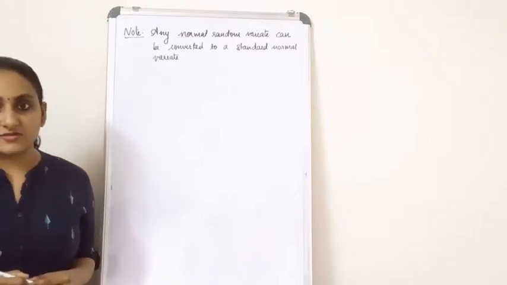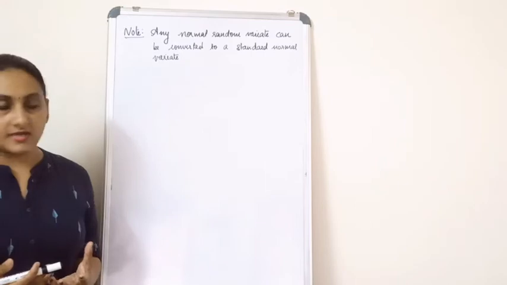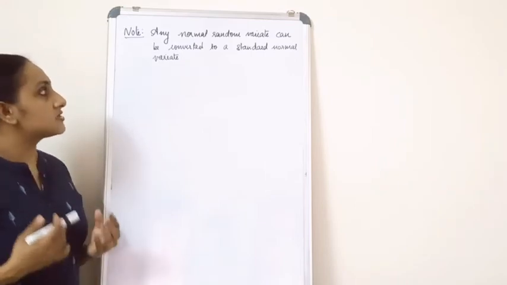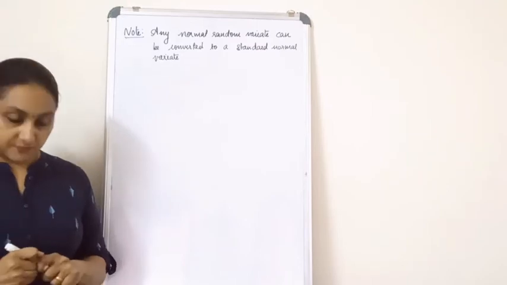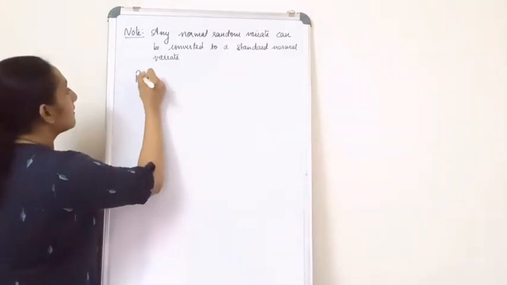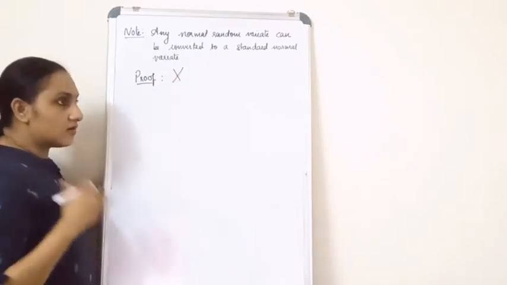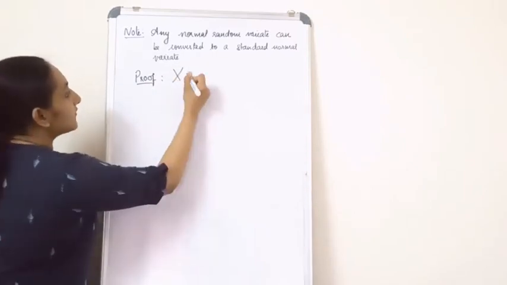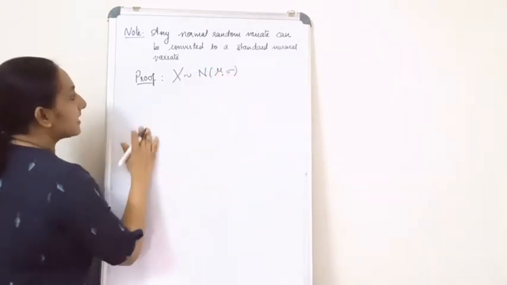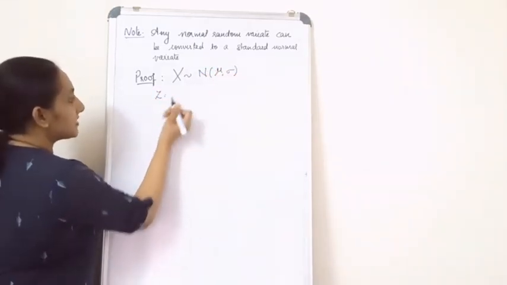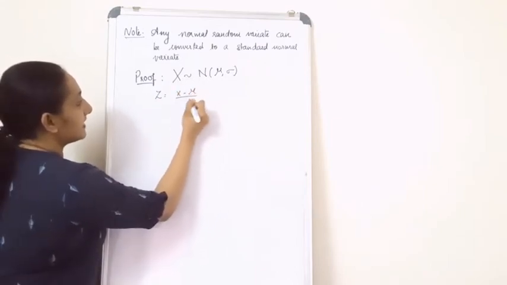Let's check an important result. Here it is said that any normal random variate can be converted to a standard normal variate. Now let's check the proof. Let x be your random variable which follows a normal distribution with mu comma sigma. Now I am going to apply a transformation: Z is equal to x minus mu divided by sigma.